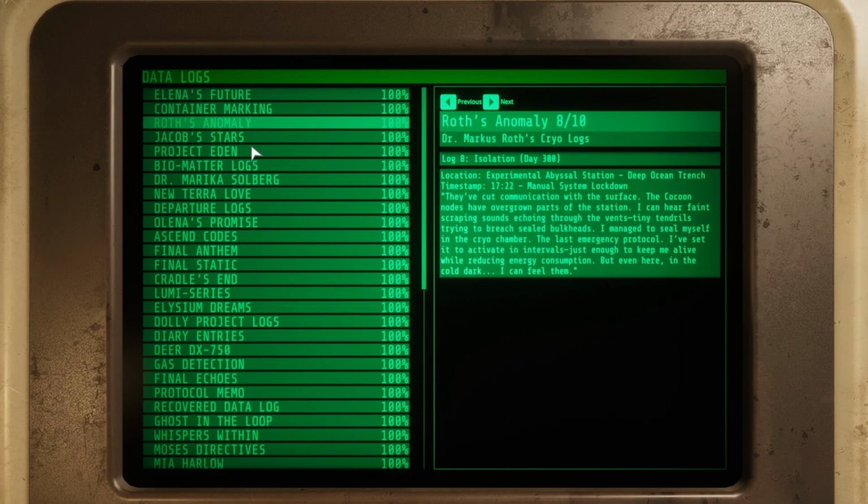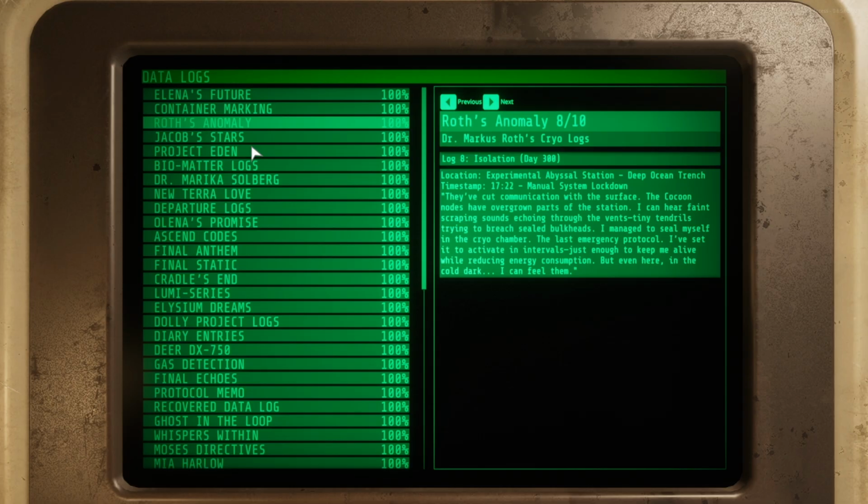Log 8. Isolation. Day 300. This is 300 days since they found it. Experimental Abyssal Station. Deep Ocean Trench, 1722. Manual systems lockdown. They've cut communication to the surface. The cocoon nodes have overgrown parts of the station. I can hear faint scraping sounds echoing through the vents. Tiny tendrils are trying to breach sealed bulkheads.